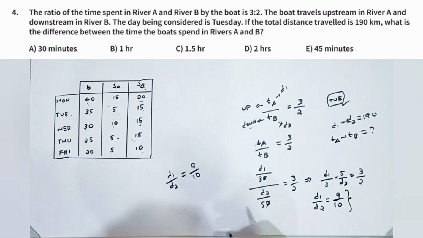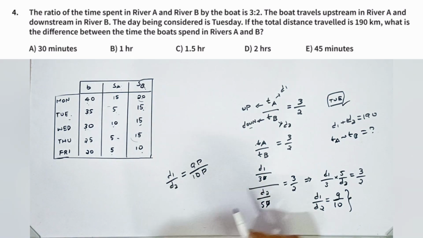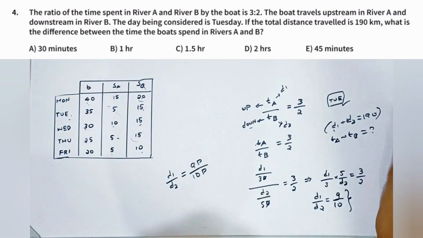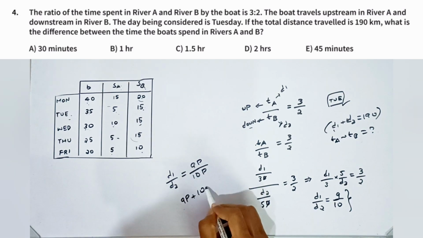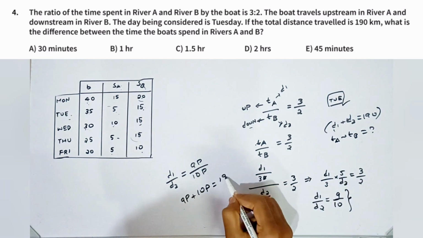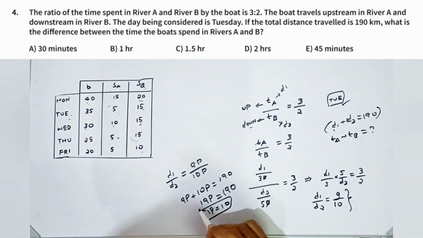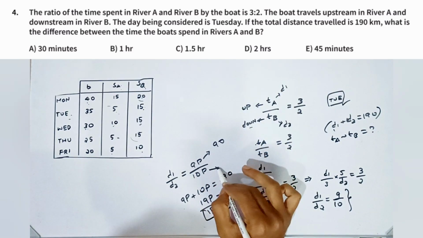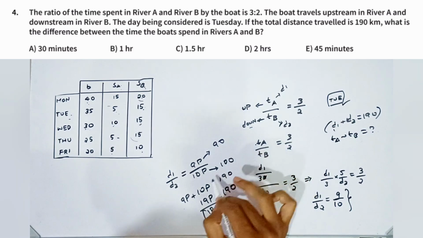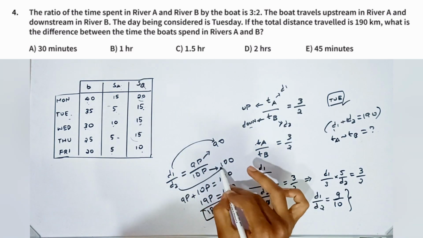I'm considering this as 9 parts and this as 10 parts, and the total distance is 190, which means D1 plus D2, 9 parts plus 10 parts, is 190, right? Which is nothing but 19 parts is 190, and one part is 10. So if you substitute here, 9 into 10 is 90 and 100. We got the distances. Distance 1 is 90, distance 2 is 100.